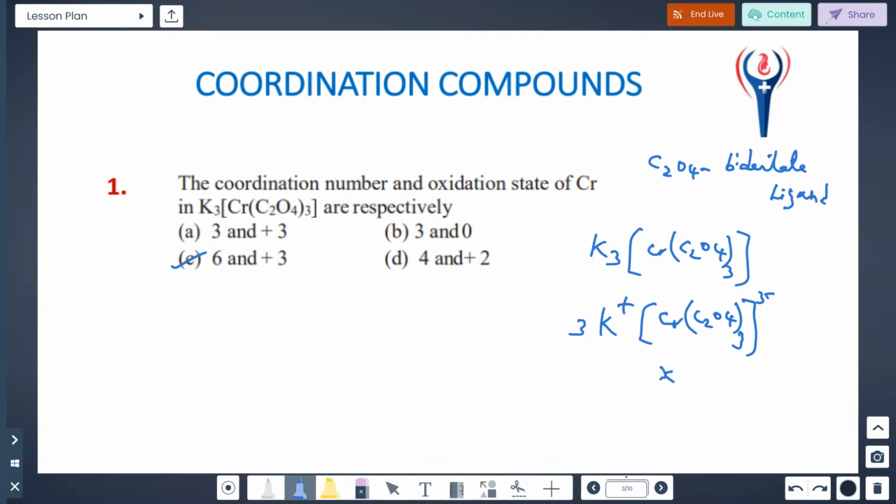Our aim is to find the oxidation state of chromium. X plus 3 into C2O4, whose charge is 2 minus. So 3 into 2 minus is minus 6, which is equal to minus 3. X is equal to plus 3. Understood? Are you following? So 6 and plus 3, that's the answer. Next one.